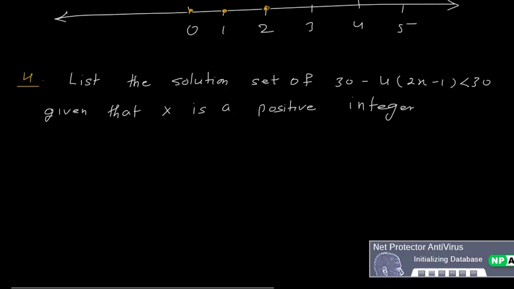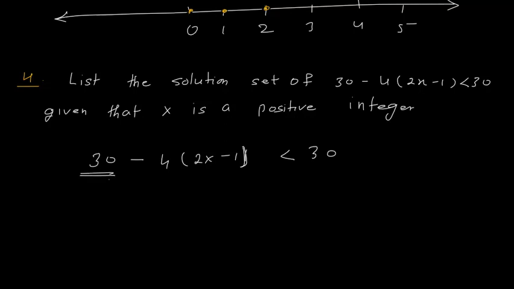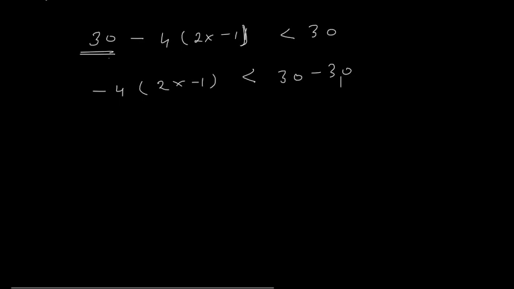Now let us quickly see one or two more problems. Now the fourth problem is, list the solution set of 30 minus 4 in bracket 2x minus 1 less than 30 given that x is a positive integer. So the problem is 30 minus 4 times 2x minus 1 is less than 30. Okay. Now what we do here, this 30 we transpose and here we get minus 4 in bracket 2x minus 1 less than 30 minus 30. Okay. So we transpose this plus 30 on right hand side.